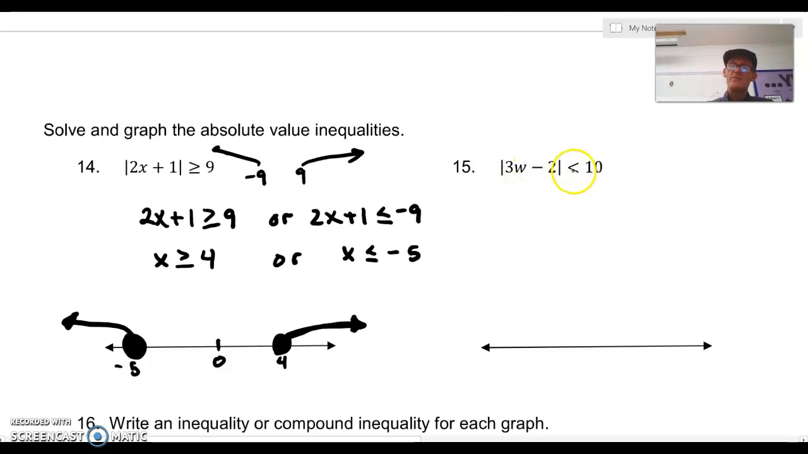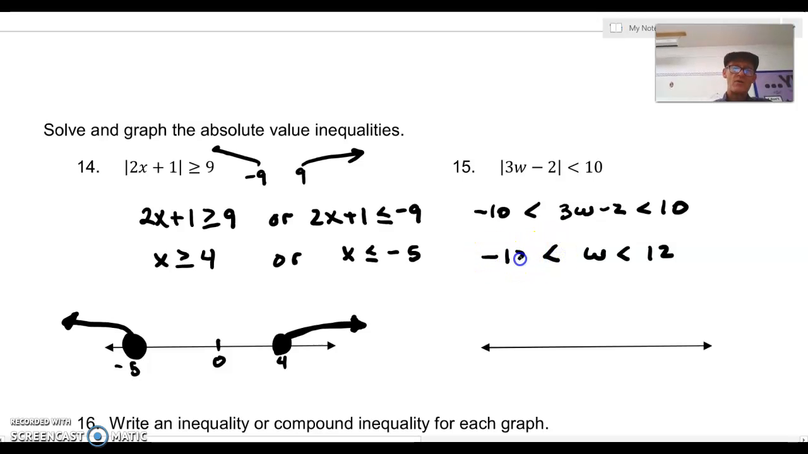This one is less than, so it's going to be squeezed in, so it's 3w minus 2 less than 10 and greater than negative 10. So this is w less than 4, all right, after I add the 2, and then and greater than negative 8 thirds. So it's here and here, and I have to stop this video because I'm almost out of time, but it's sandwiched in between, squeezed in, okay? All right, that's that.